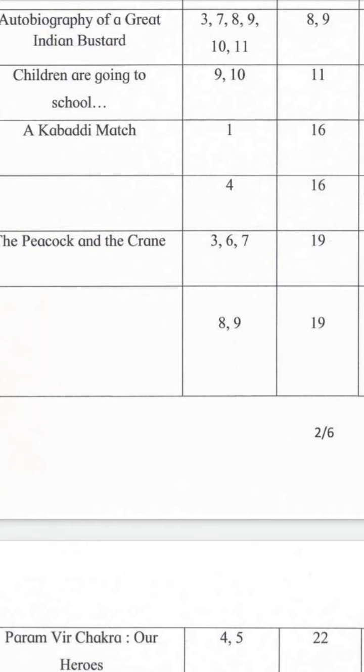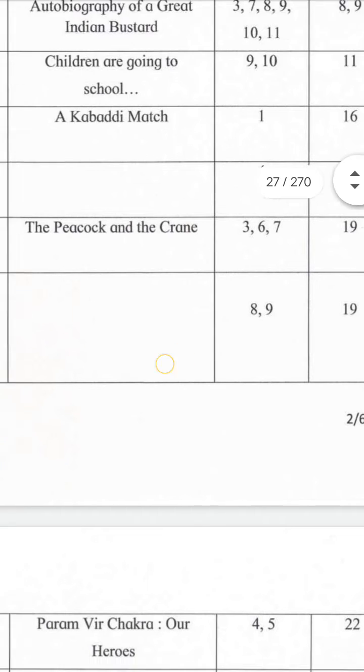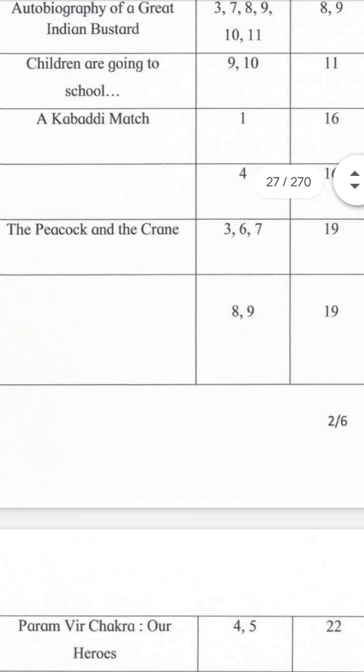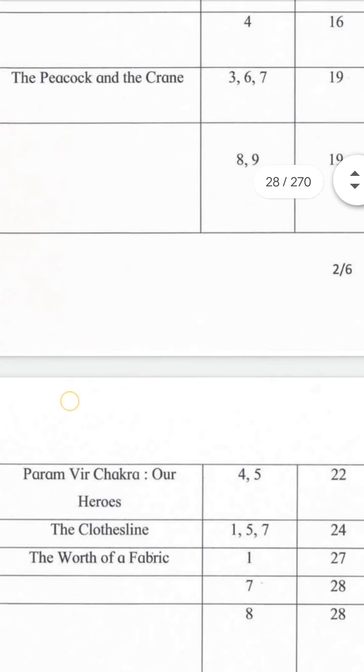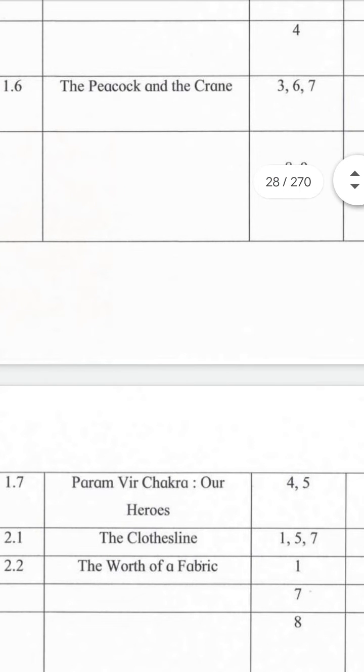Then 1.5, a kabaddi match. Only the first question in this, on page number 16, is omitted. It's not there. And activity number 4, that is question number 4 on page number 16, again is omitted. Then chapter 1.6, the peacock and the crane.